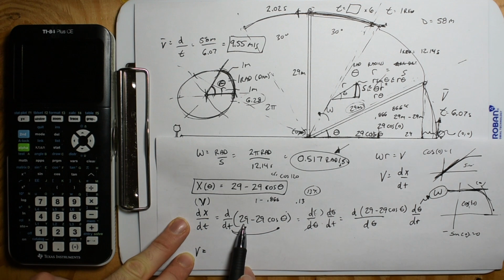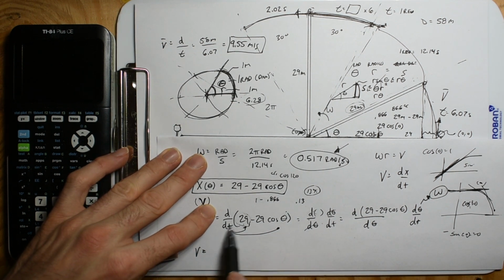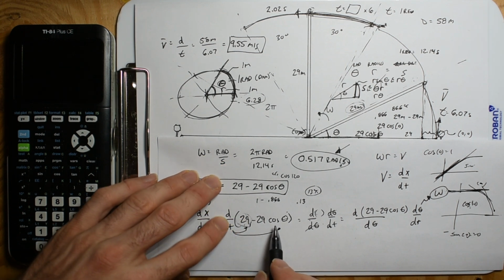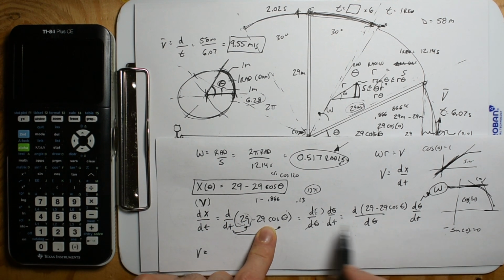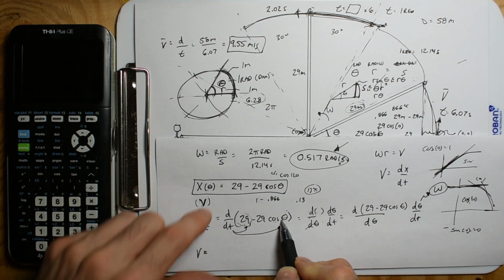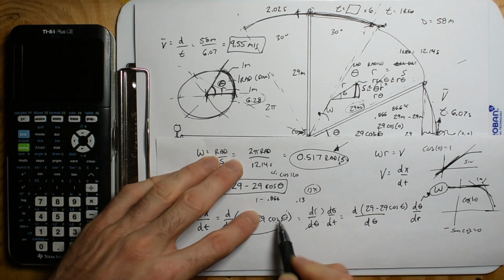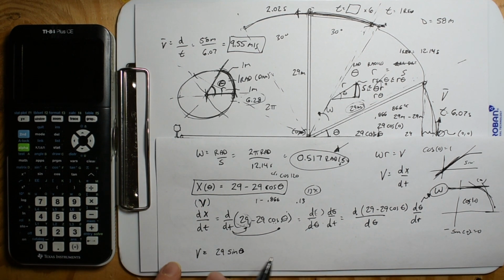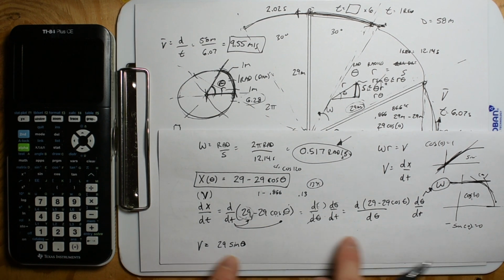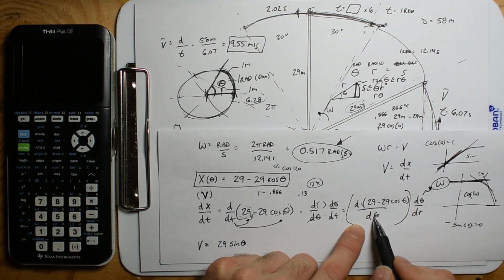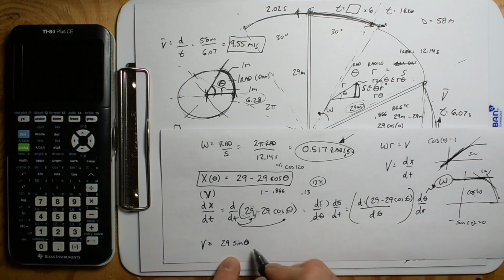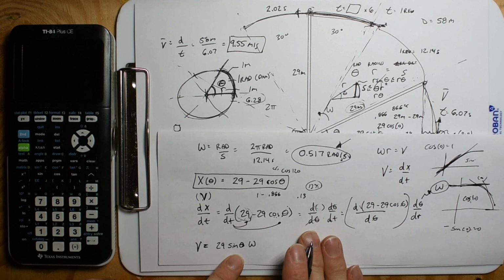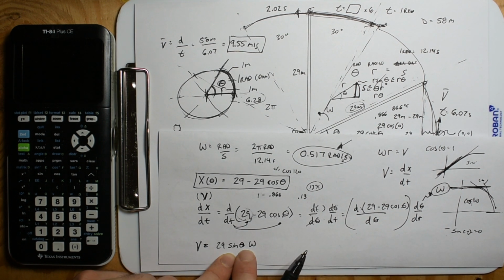And so we're going to take the derivative of this. Now we do have a constant, so that just goes away. And then the derivative of cosine is negative sine, so we're going to have negative sine theta. We also have a negative here, so those are going to cancel. We're going to have 29 sine theta. That was just this part. We just differentiated with respect to theta, and now we need to multiply by omega. So this is our equation for velocity. The velocity at any point is going to be 29 sine theta times omega.